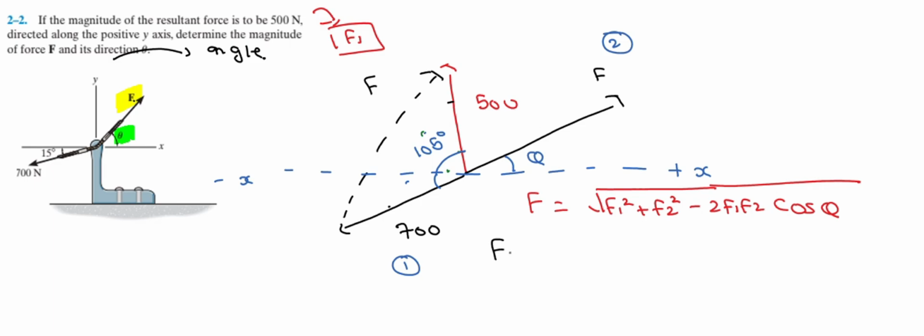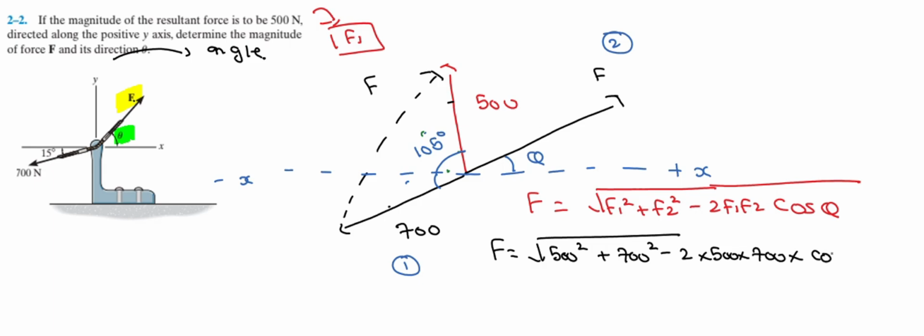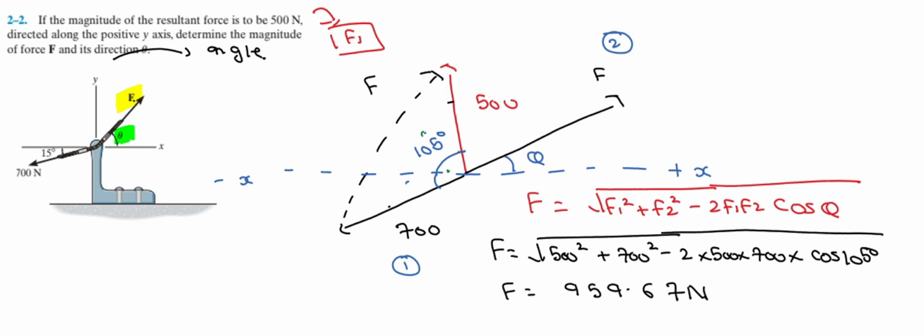So F is equal to 500 squared plus 700 squared minus 2 multiplied by 500 multiplied by 700 multiplied by cos 105 degrees. Grab the calculator, put the values into it and solve it for F. So the answer would be F is equal to 959.67 Newton. This is basically the magnitude of F.